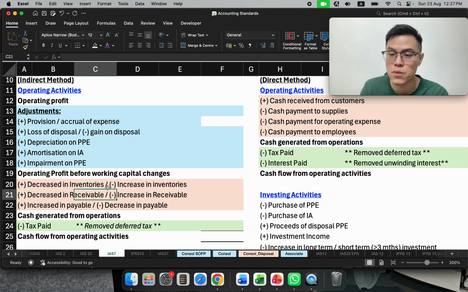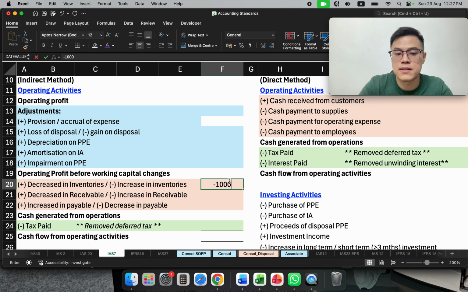So we will need to ask ourselves, comparing: the question will give you SOFP for both years. You need to compare the movement of inventory, receivable, and payables. If let's say your inventory is increasing, it is an outflow, and your answer will be minus. If your inventory is decreasing, it's a positive amount. So what does it mean, increase? Why is increase always negative?